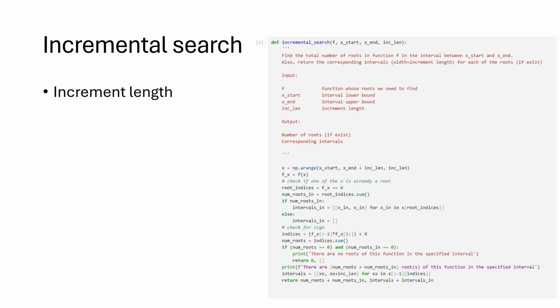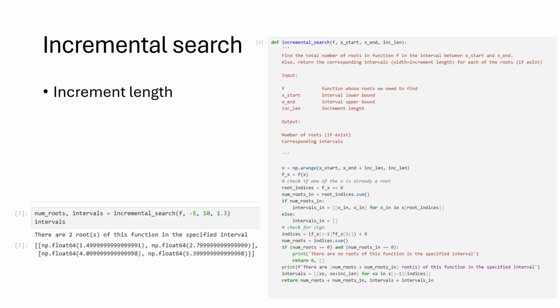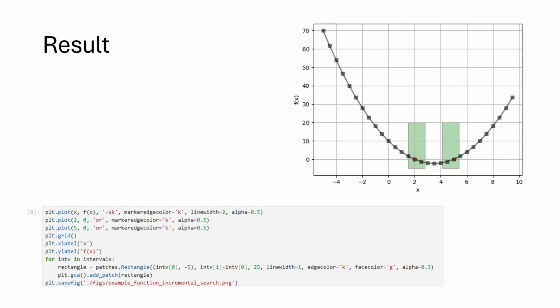Then for the other remaining values, we use the product criterion between the two consecutive values to find the root interval. If we find more roots, we'll store the corresponding intervals and then output the total number of roots and the corresponding intervals after combining the results from intervals_in list. In cell 7, we apply the incremental search on the example quadratic equation. And we can see that the function outputs correctly the intervals that contain the roots at x is equal to 2 and 5. In cell 8, we plot the intervals containing each of the two roots. These are the intervals that we obtained using the incremental search.